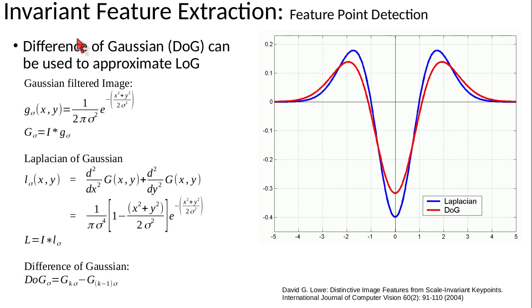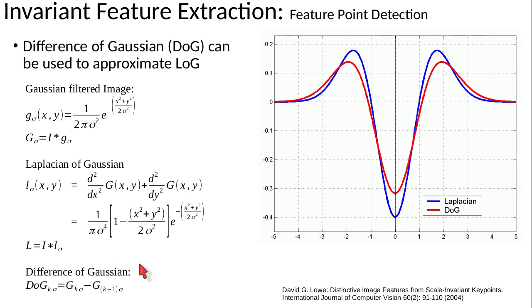The intuition behind this is that the Laplacian of Gaussian can be approximated by using the difference of Gaussian. We will recall from our definition that the Gaussian of an image is defined as capital G sigma equal to the image I correlated with the Gaussian filter. Similarly, the Laplacian of Gaussian image is given by the image L, which is equal to the image correlated with the Laplacian filter, which is defined here. The difference of Gaussian in image terms would be defined in the following way. Difference of Gaussian at k sigma is equal to the Gaussian of the image computed with the standard deviation equal to k times sigma minus the Gaussian obtained with k minus 1 times sigma.